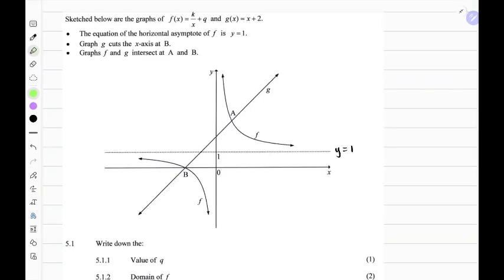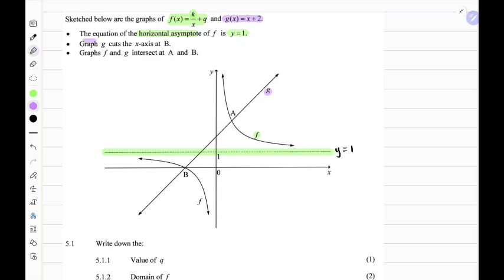Today we focus on interpreting graphs. The graphs that are given to us in this schematic are a hyperbola defined by f of x, as well as a straight line graph defined by g of x. So we can just note that g of x is the straight line graph and f of x is the hyperbola. We go on further to tell us the equation of the horizontal asymptote, y is equal to +1. This is given by the dotted line here.